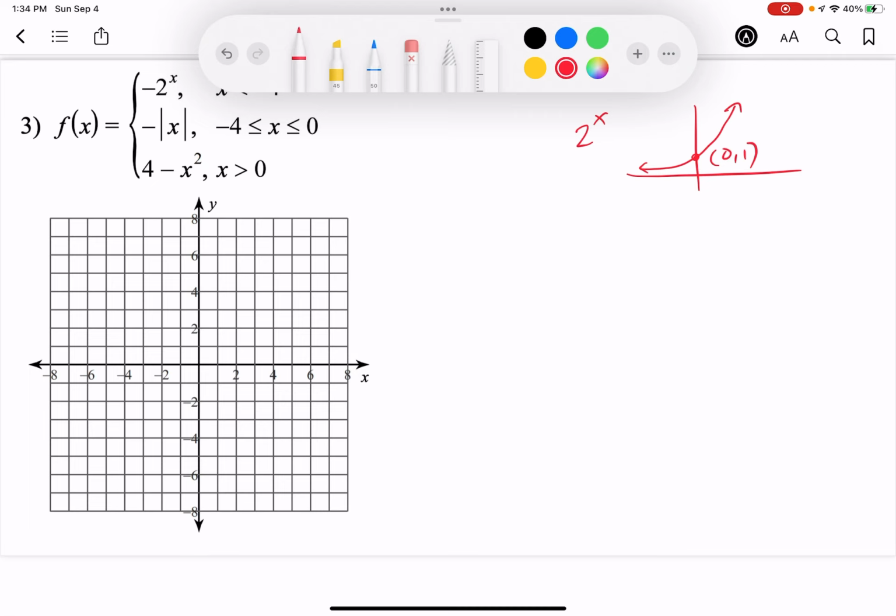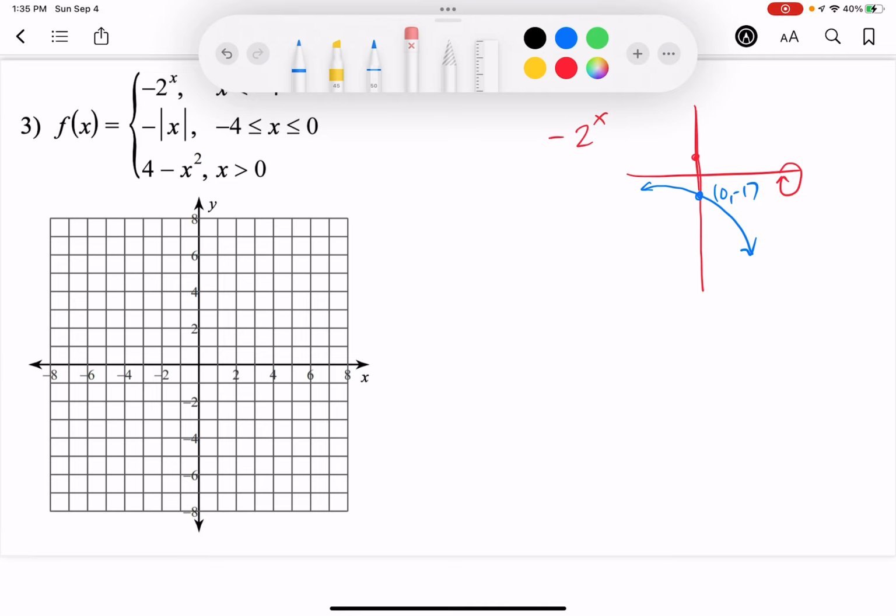Pero dahil meron siyang negative sa unahan, ibig sabihin, magkakaroon tayo ng reflection sa x-axis. Ibig sabihin, mag-rotate lang, mag-flip siya dito. Okay? Ang mangyayari, ang magiging graph ng function ngayon ay parang ganito. There's a reflection. Basta may negative sa unahan. Ganyan siya. So, ito yung itsura ng graph mismo ng negative 2 raised to x. Okay? Ito ay 0, negative 1. So, tanggalin ko na to para hindi kayo malito. Yan. Yan yung graph ng negative 2 raised to x.